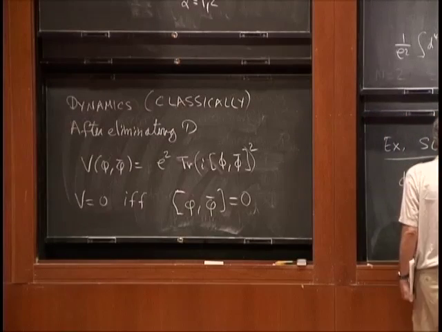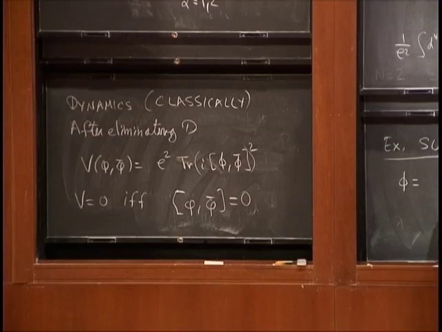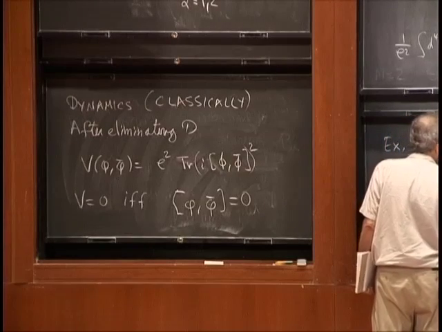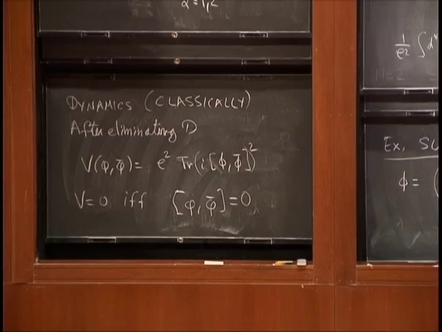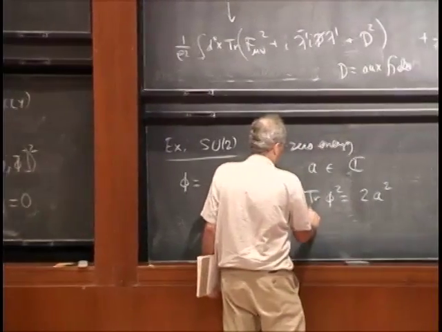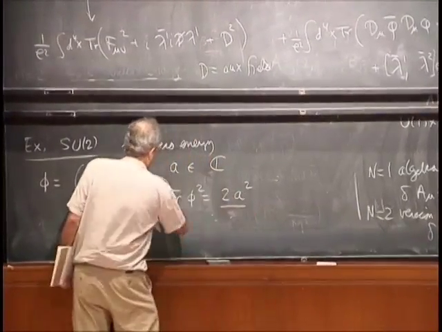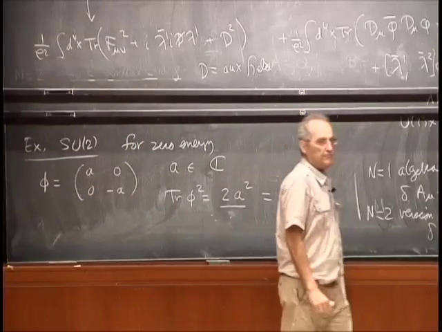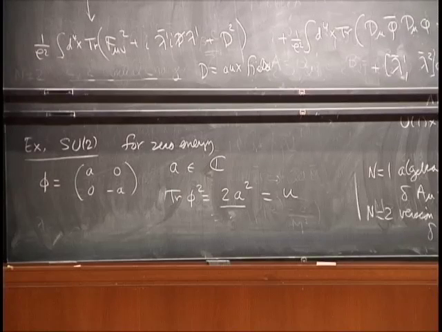So for zero energy, phi is a diagonal matrix with some arbitrary eigenvalue A. A is any complex number. But A is not quite gauge invariant, because we could make a gauge transformation that would exchange the two eigenvalues of phi. What's gauge invariant is not A, but the trace of phi squared, which is 2A squared, which we'll call U. So U is a complex parameter that labels the possible quantum vacua of the theory.